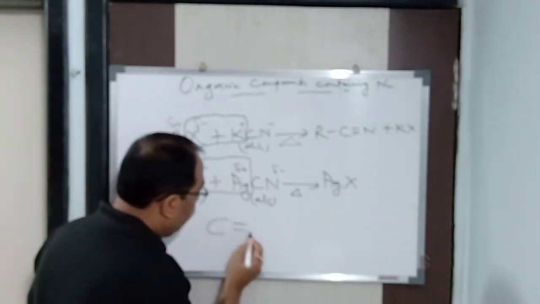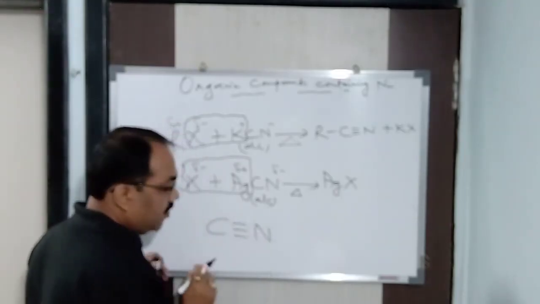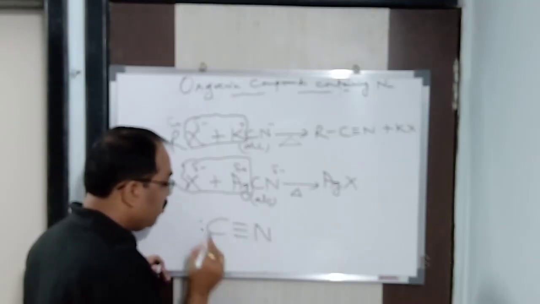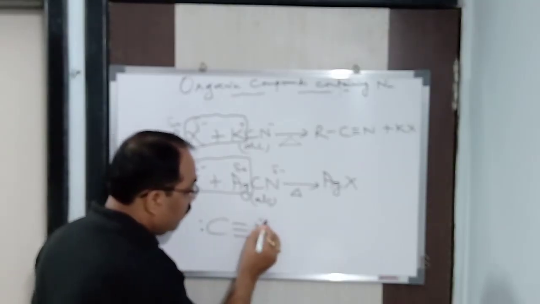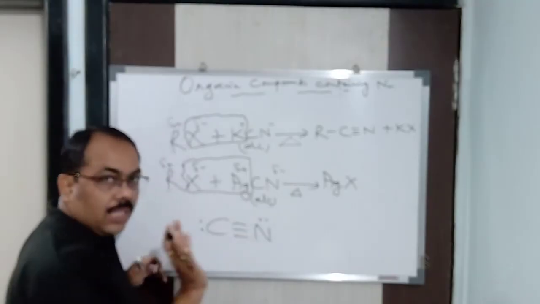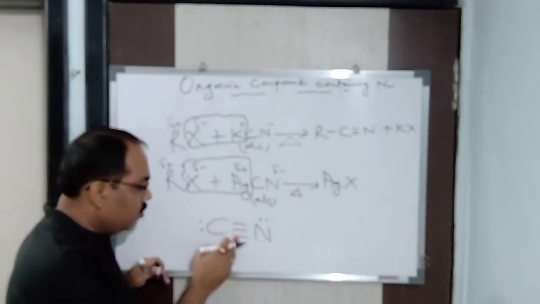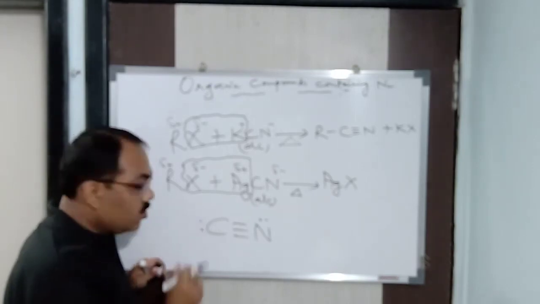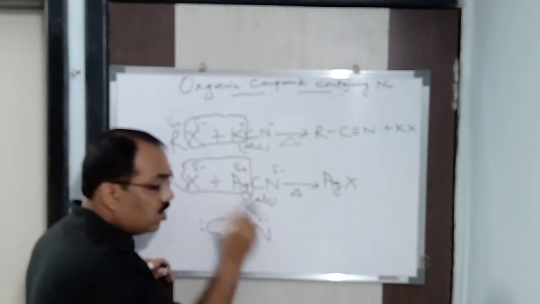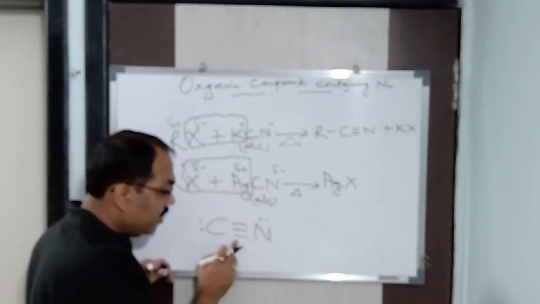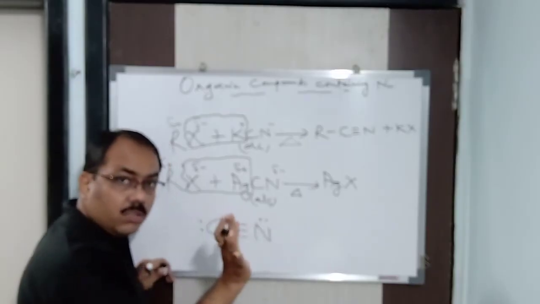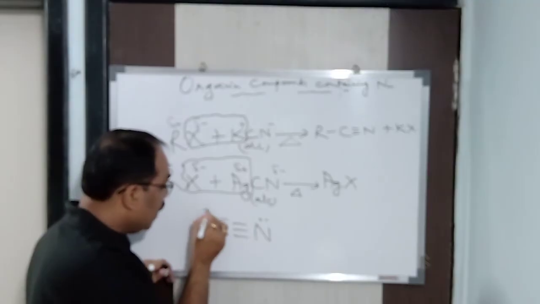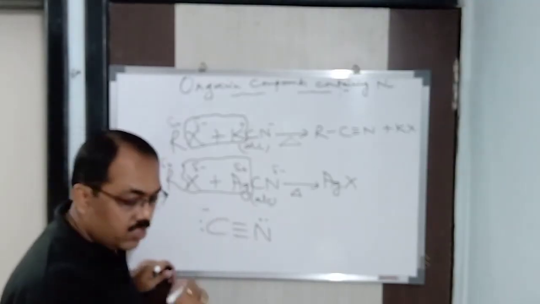How can we say that? See again, once again I am telling you. Cyanide: carbon is having 3 bonds and one pair of electrons. Nitrogen has 3 bonds and one pair of electrons, you know that. Carbon has altogether 4, so 1, 2, 3 bonds are present and one pair of electrons will be there. So here nitrogen is neutral because nitrogen has 3 bonds and one pair of electrons. But due to the excess pair of electrons, carbon is negatively charged.